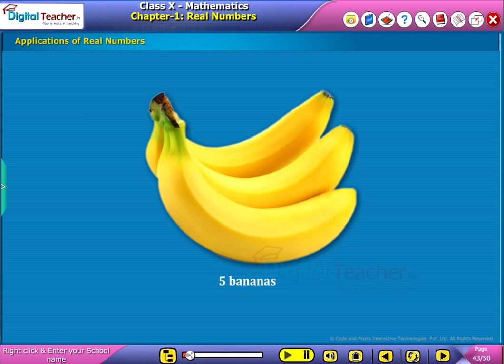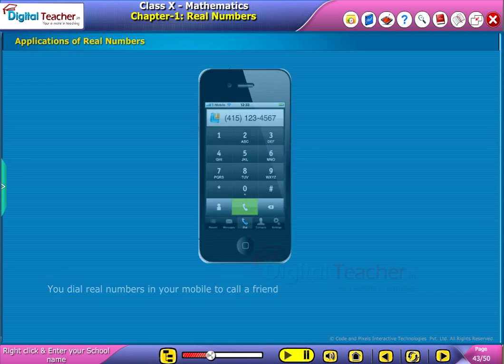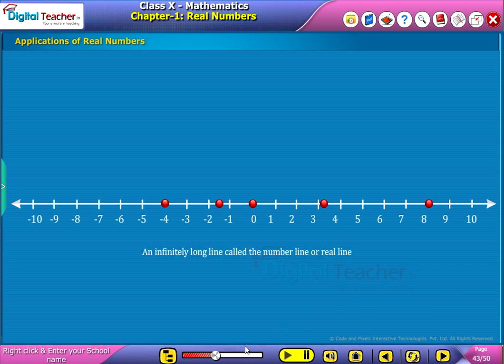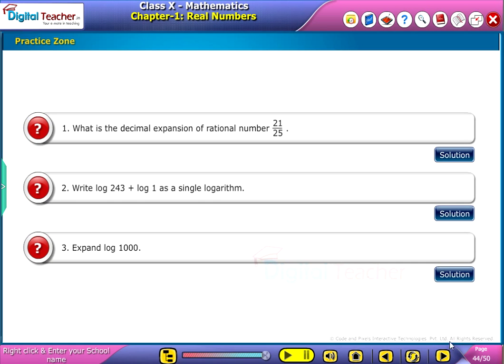Applications of real numbers. Real numbers help us to count and measure quantities of different items. You dial real numbers on your mobile phone to call a friend. Real numbers can be thought of as points of physical sciences. Most physical constants such as the universal gravitational constant and physical variables such as position, mass, speed and electric charge are modeled using real numbers. Try to solve the problems in the practice zone on your own.